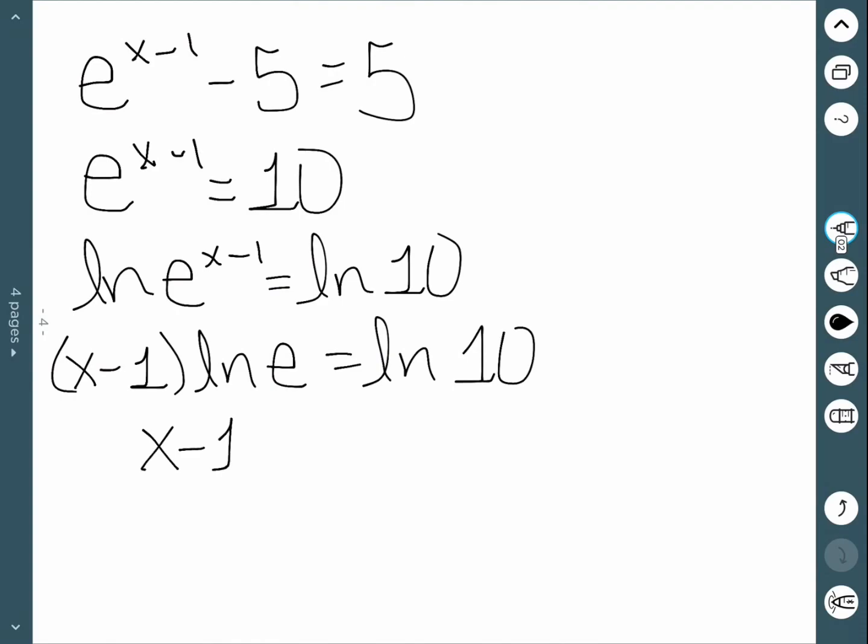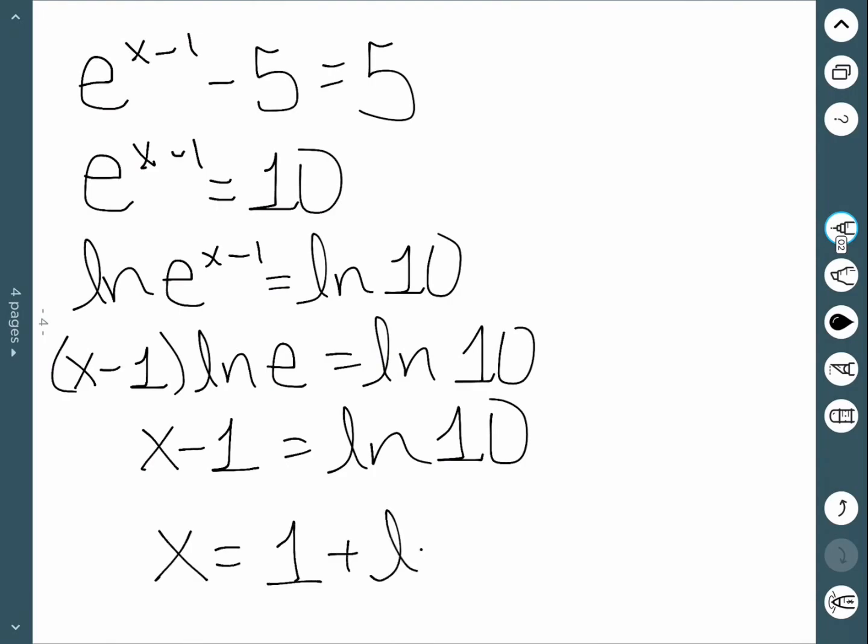So the left-hand side is just x minus 1. So then when I want to solve for x, all I have to do is add 1 to both sides. And we have our answer.